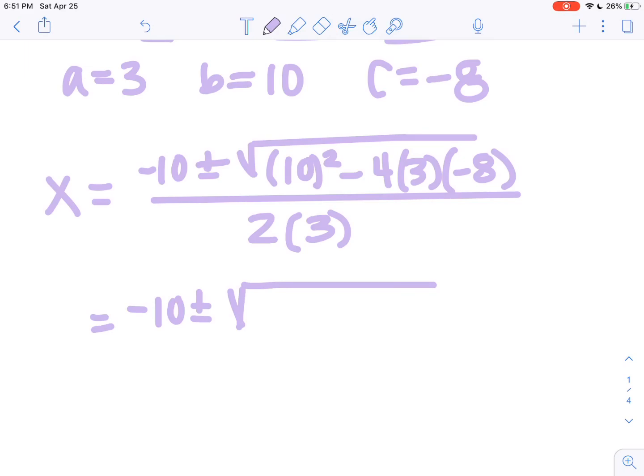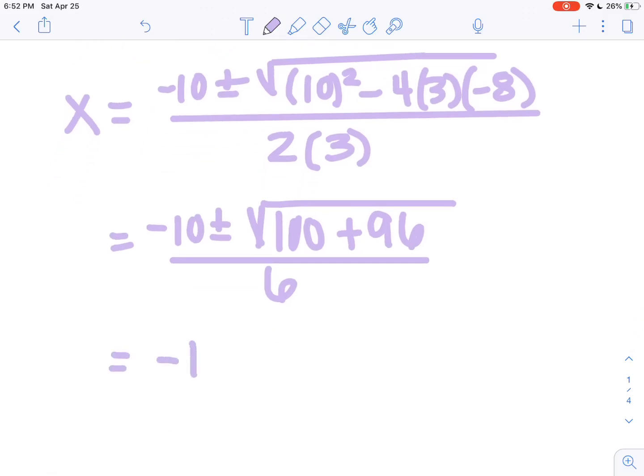It doesn't matter what order you multiply it in, and you are not multiplying 4 times 3 and also by 8. A lot of people try to distribute that negative 4. Please do not do that. It is literally just multiplying 3 numbers together normally. So in your calculator, you're going to type negative 4 times 3 times negative 8. Okay, so I get 100 from the 10 squared, and from the negative 4 times 3 times negative 8, I get positive 96 all over 2 times 3, which is 6.